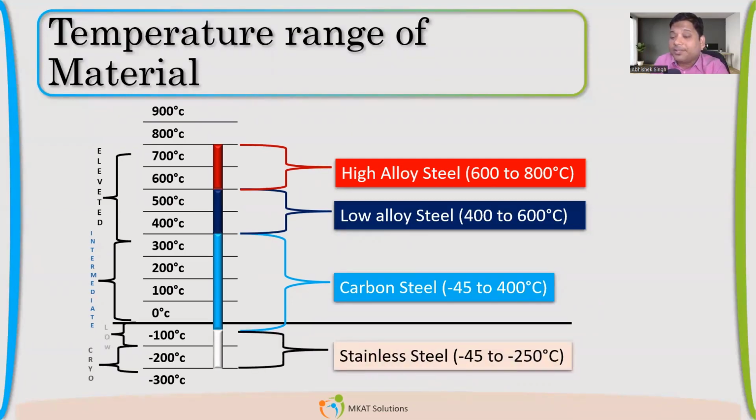For lower temperatures below -45, again, SS is the material which we use. So SS is good for low temperature and also for high temperature. Even for intermediate, it is good, but cost and strength are the factors for not selecting SS.